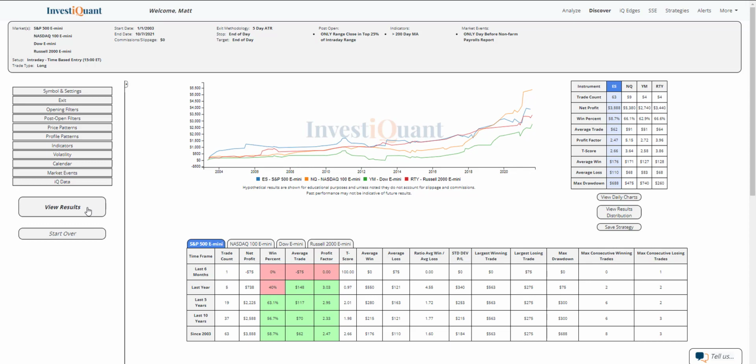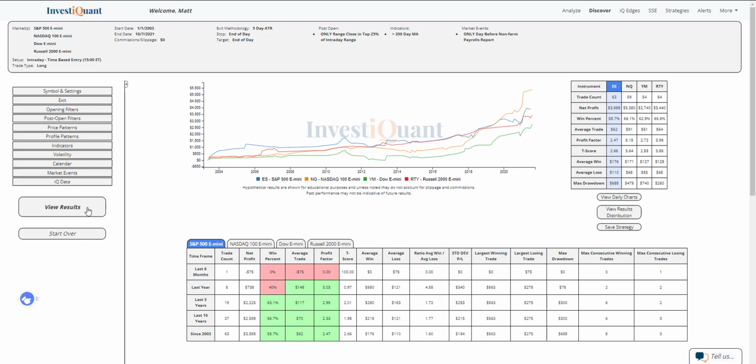Win rates on these are mostly favored here, with S&P coming in at 59%, NASDAQ at 66%, Dow 63%, and Russell 67%. So all four of them are better than 50%, and three of the four north of 60%.